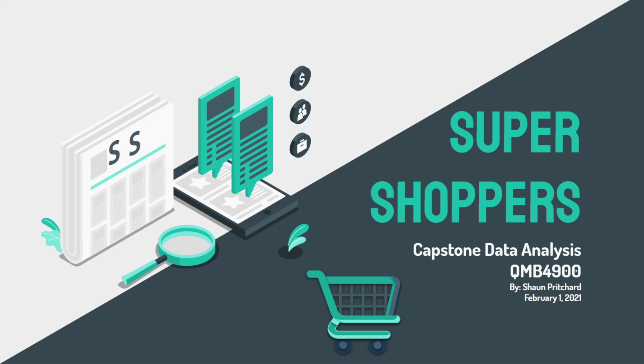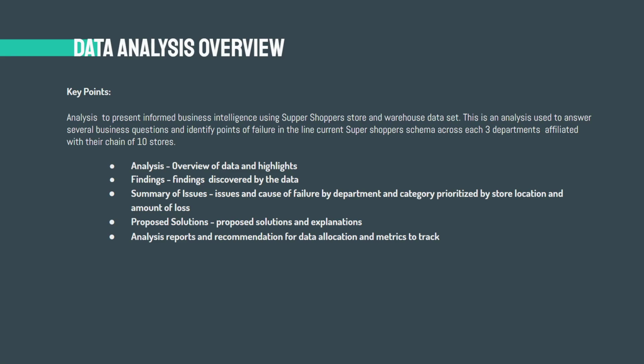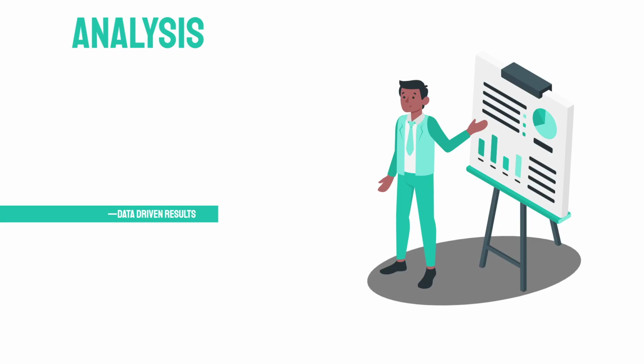This is my Super Shoppers data analytic presentation for my Capstone project, QMB4900. This is the initial data analysis to discover points of failure and loss within the company. Here's the initial analogous subject, and these are the points that we're going to go over: the analysis, the findings, summary of the issues, and some of the proposed solutions, and then links to my analysis report.